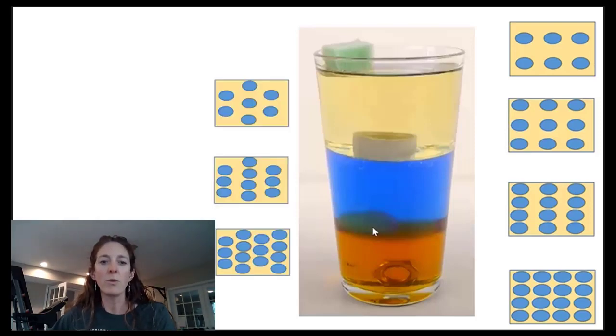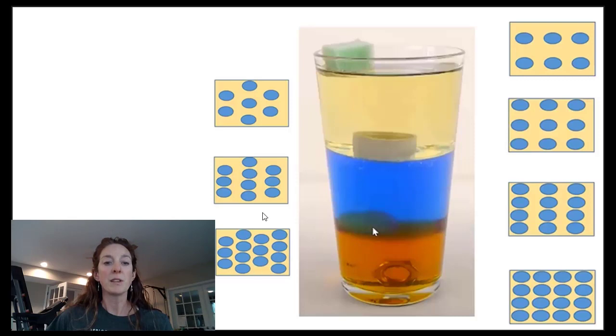Now, let's think about the three liquids that are here. We've got our viscous corn syrup, our dyed water, and our oil. Because the bolt is the most dense, it sunk, so it is more dense than the corn syrup. So the corn syrup must be less dense. Again, these three liquids are about the same volume.